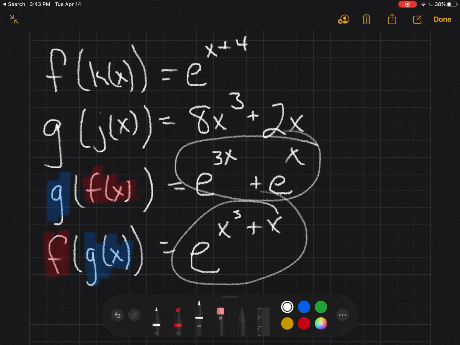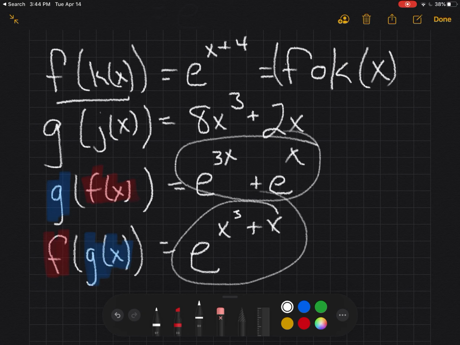Notice if I make f my inside function and g my outside function, then that's going to give me a different answer than the other way around. Right? This function and this function are not the same. So it matters which way I'm putting my functions together, which one I'm putting inside which other function.